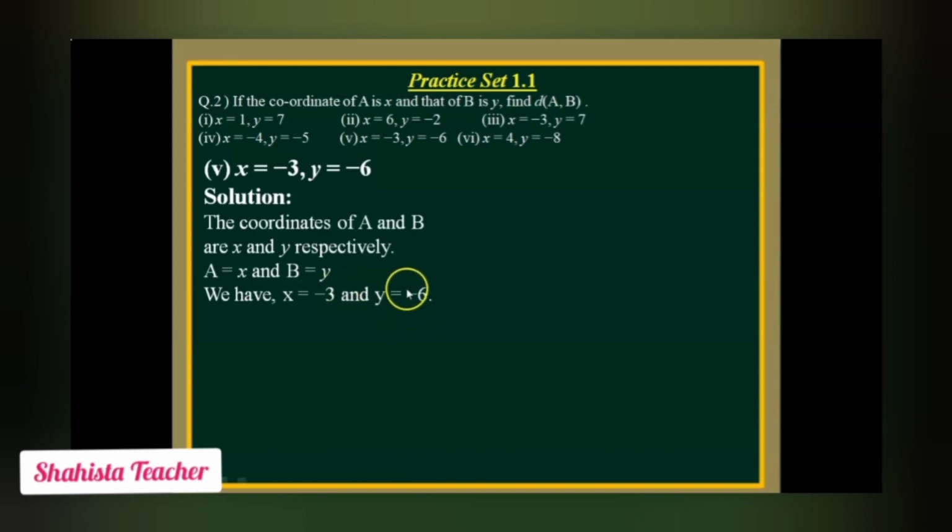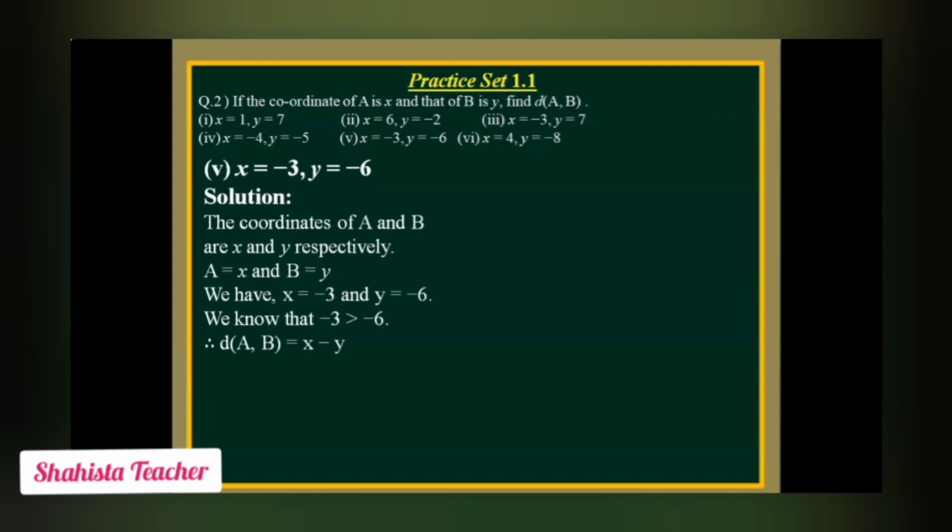Why? Because both the numbers carry a negative sign. Okay. So here -3 is greater than -6. So we know that -3 is greater than -6. That means x is greater than y. So here we will write distance of A comma B. We are finding distance of A comma B. So here we will put distance of A comma B is equal to x minus y. After that, x is -3 and y is -6.